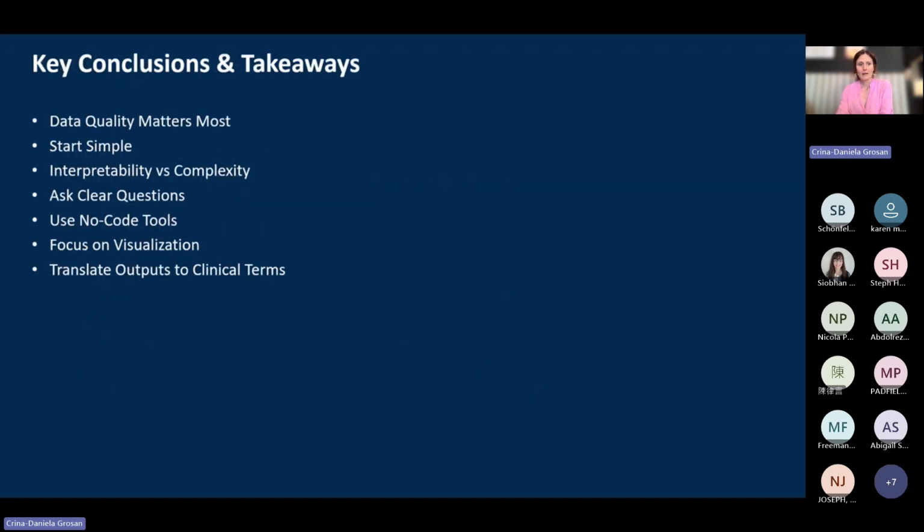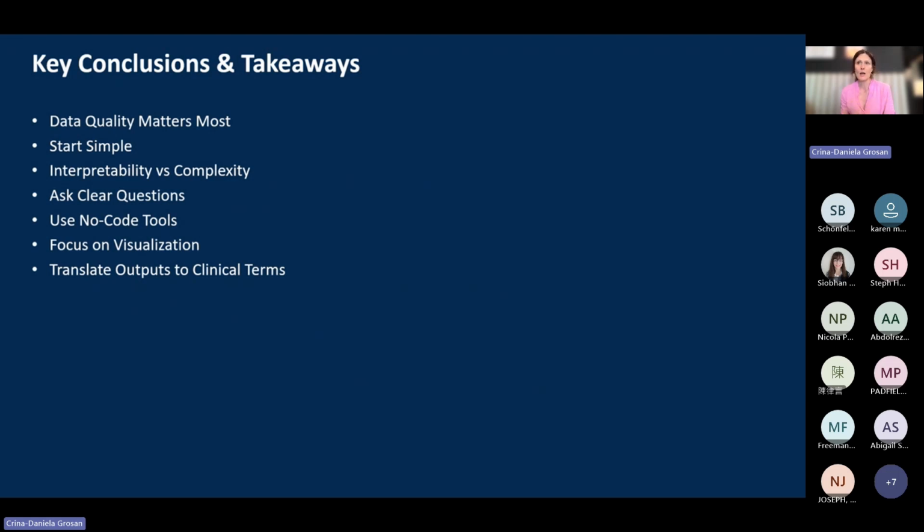Now, some key conclusions and takeaways. When you have a data set to look at, or multiple data sets you combine or merge, data quality matters most. So know your data quality if possible. Otherwise, with some exploratory data analysis, you can see the quality of the data. Data is the most important. And we usually say in machine learning that data is 90% and the machine learning model is 10%.